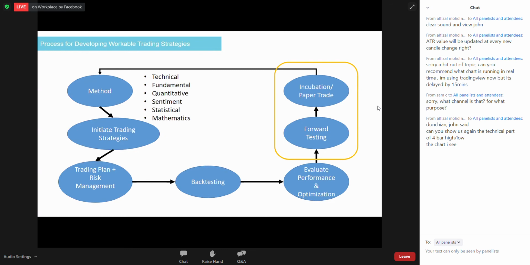When you try to avoid it, you will also have a trade-off. You give up some profit, maybe. Okay, so let me take some questions.